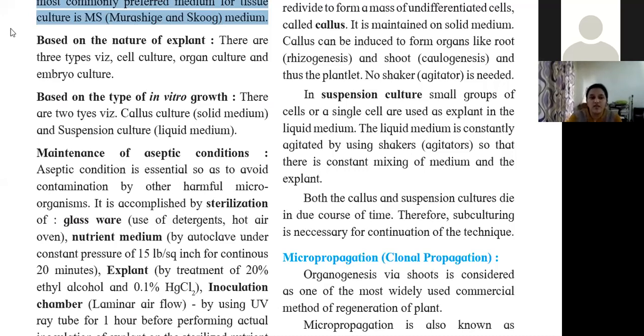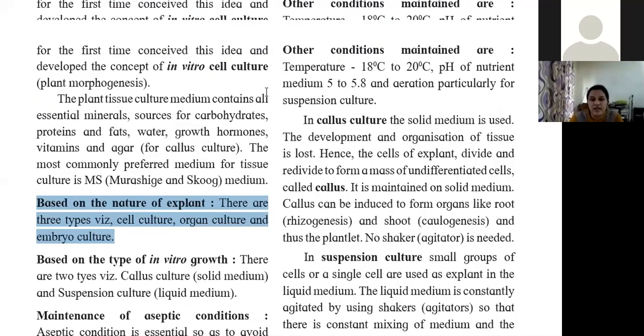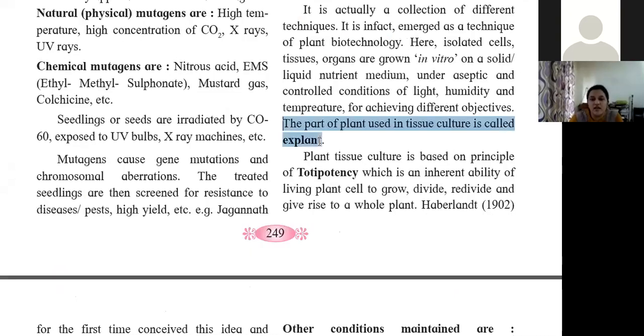Okay, based on the nature of explant. Now what is an explant? Explant क्या होता है? See given here, the part of a plant used in tissue culture. So as I told you, in tissue culture, if I take any small leaf cutting, मैंने leaf, एक plant का leaf लिया, उस plant के leaf को छोटा, उसमें से बस एक छोटा square मैंने cut कर दिया leaf. Okay, and then I'll use that small leaf part to grow a complete new plant. Are you getting what I'm saying?